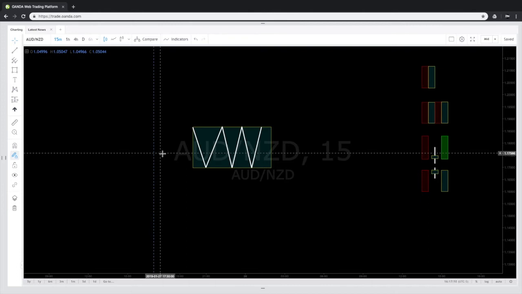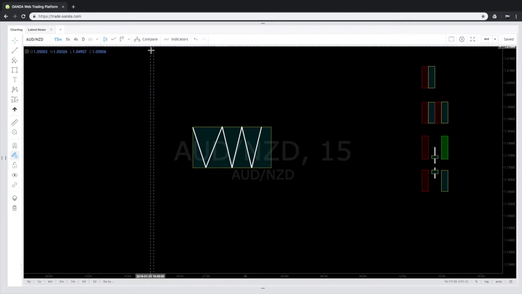The foundation is exactly the same as type 1 and type 2 setups. Type 3 setup is literally just where it forms. Everything else, the entry, exits, everything is exactly the same as a type 1 or type 2 setup. The only thing that makes it different is where it forms.